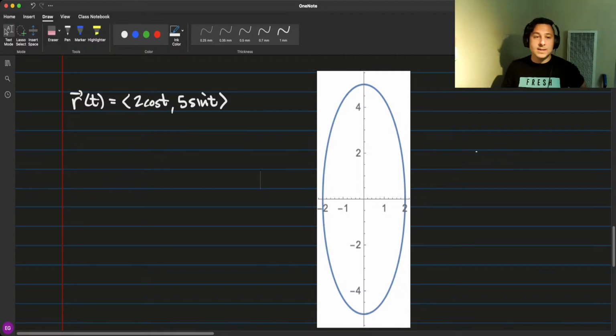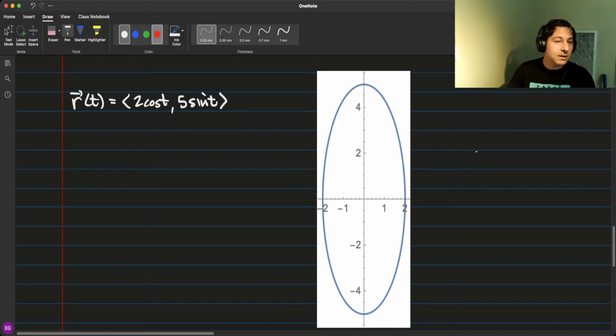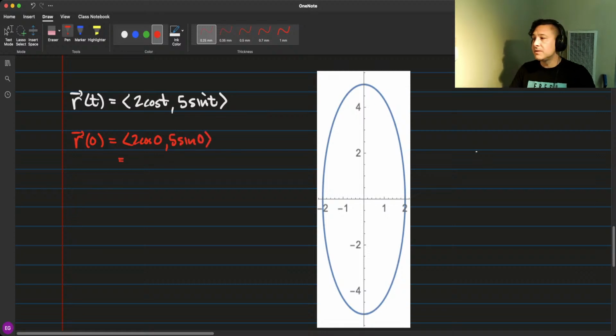Okay, so let's put some points on this graph. If you plug in 0 into here, you get 2 cosine 0, 5 sine 0. What's the cosine of 0? You get 1. The sine of 0 is 0, so you get 0. So you get this point right here, (2, 0). That's r of 0.